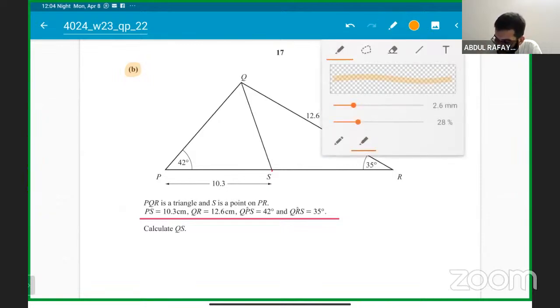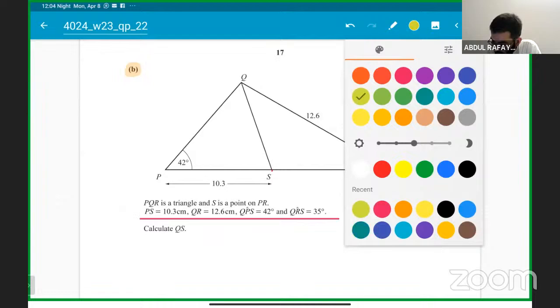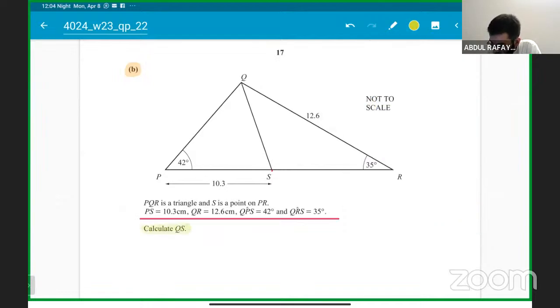What we have to find, make sure never forget the original requirement, that is basically calculate QS. In this type of question you first read what your requirement is, that you have to find QS, students. So how can you find QS, that will be the important thing.